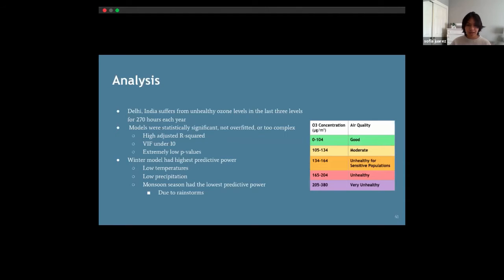The winter model had the highest predictive power due to the fact that they had the lowest temperatures and the lowest precipitation levels from the entire year. On the other hand, monsoon season had the lowest predictive power, perhaps due to the frequent rainstorms that temporarily cleared the air of pollutants but reduced predictability.